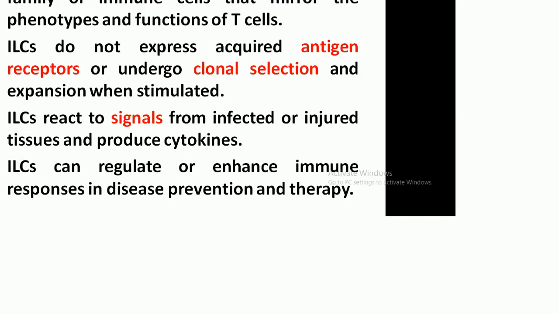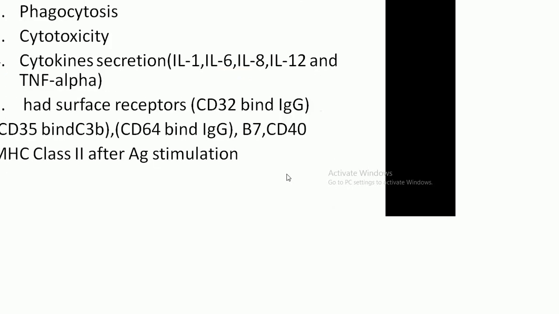Innate lymphoid cells are a growing family of immune cells that mirror the phenotypes and function of T cells. They do not express acquired antigen receptors or undergo clonal selection and expansion when stimulated. Innate lymphoid cells react to signals from infected or injured tissue and produce cytokines, and can regulate or enhance immune responses in disease prevention and therapy.